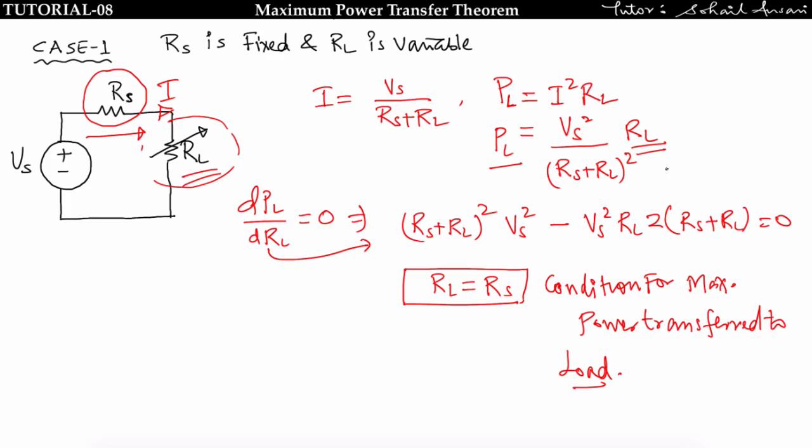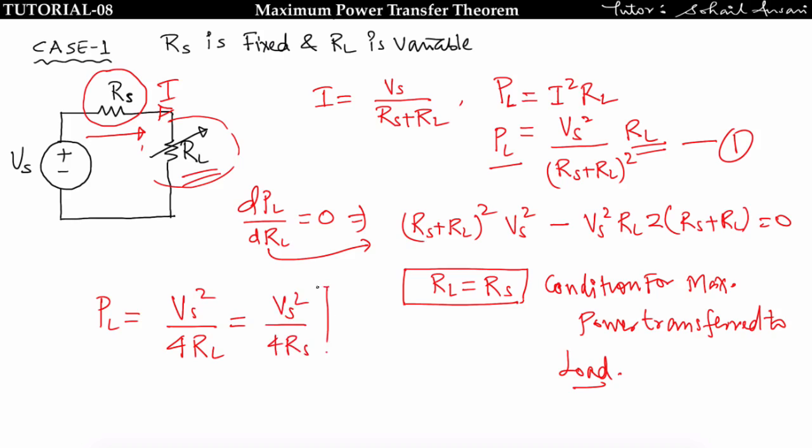We know the equation of power is this. So for maximum power, RL must be equal to Rs. So put RL equal to Rs, and you will get PL is equal to Vs square upon 4 RL, that is equal to Vs square upon 4 Rs. Okay.